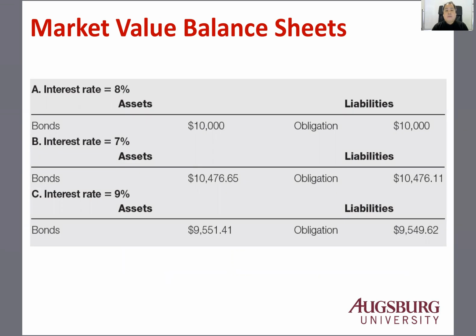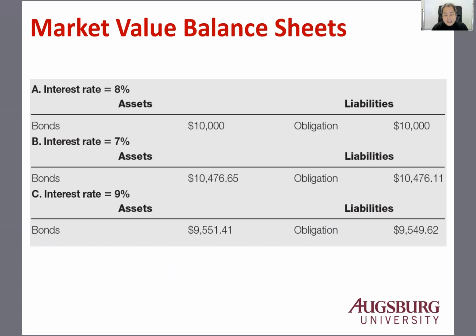Panel A, the first one, showed the initial balance sheet value, insurance company's GIC. Both asset and obligation are $10,000 because it doesn't change, right? So it matches. So the plan is fully funded. Panels B and C show that, well, B decreases, C increases. And if interest rate increases, it means that you basically are going to get the higher value because the bond price is higher.